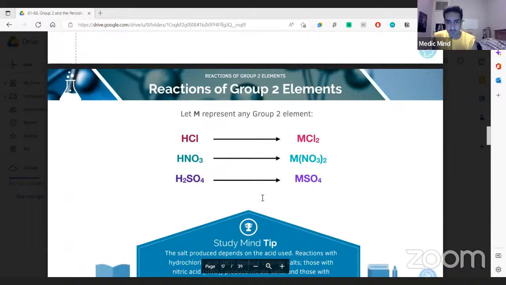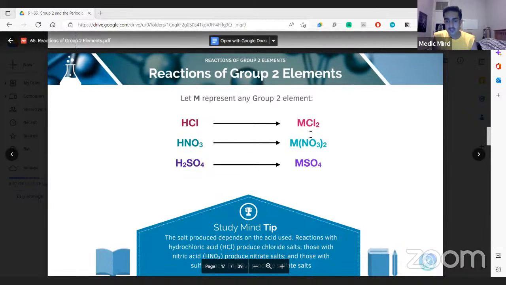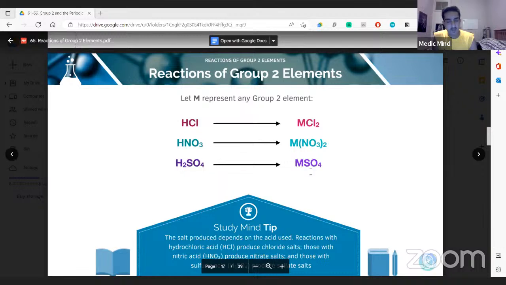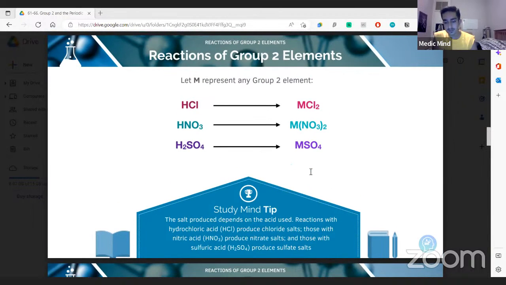I mean, you should probably already know these. So HCl, metal nitrate, NO3, SO4. And again, it depends on the anion that is present in the acid as to what the salt would be.